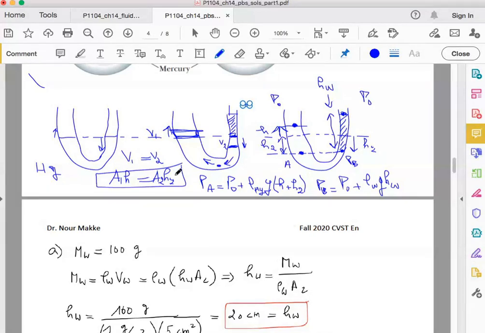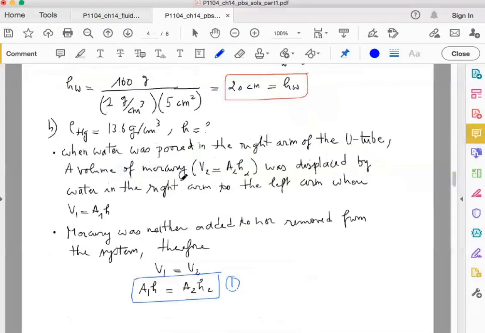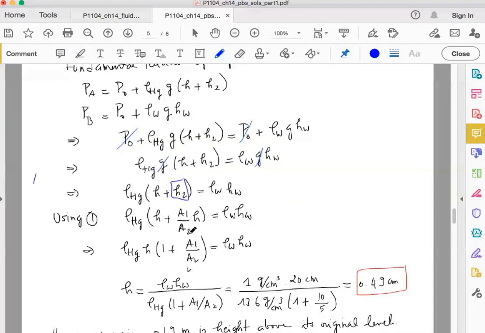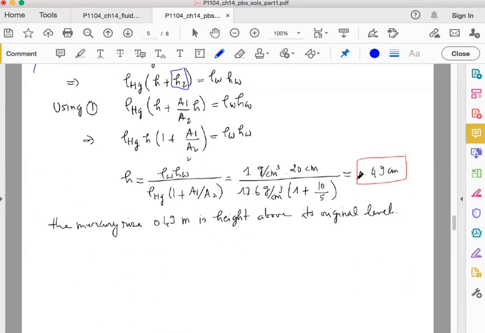So I can replace H2 by A1 over A2. It is also written here, everything. So we can replace H2 by A1 over A2 multiplied by H. H is common, so it appears outside and I put it in factor because it is the unknown. Everything else in the equation is known. We make a numerical application. We end up with the mercury actually rising by around 0.5 meters in height with respect to its original level.